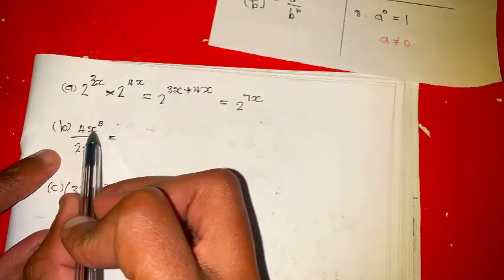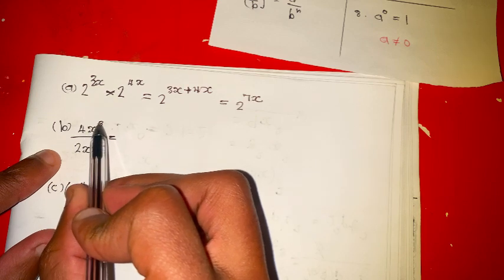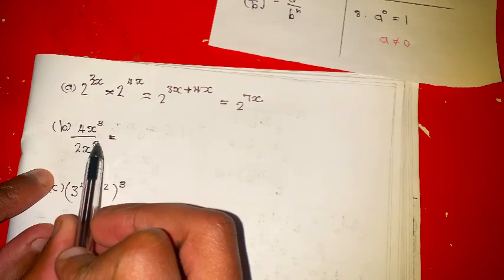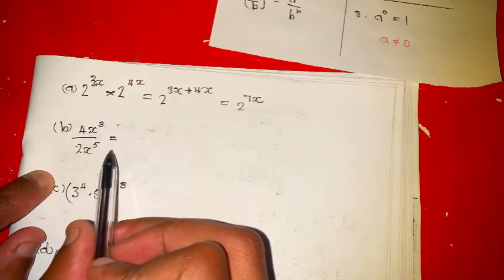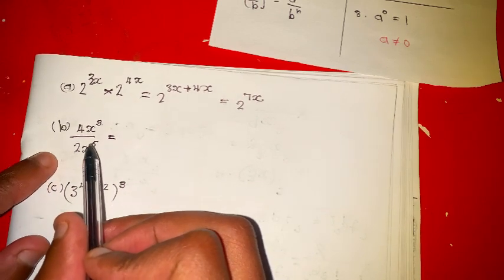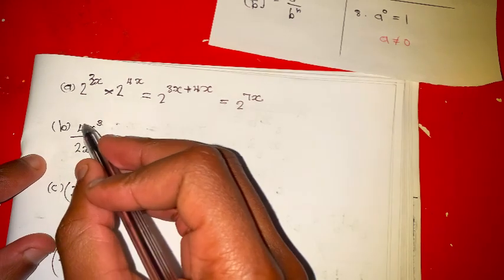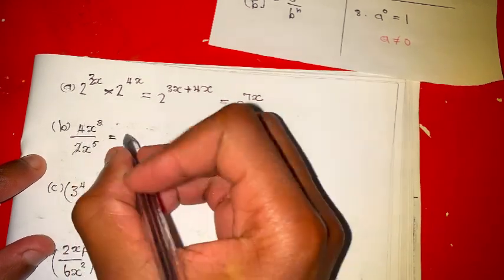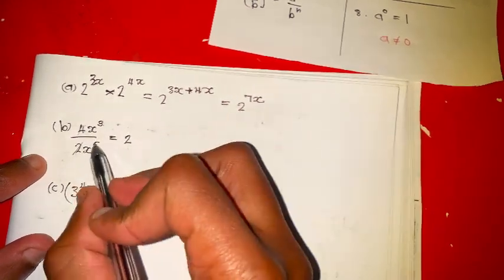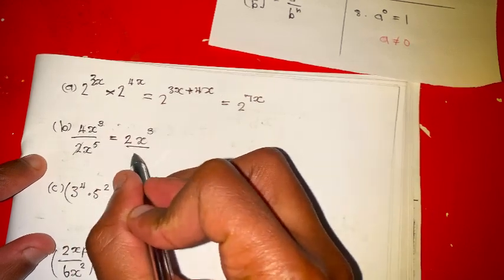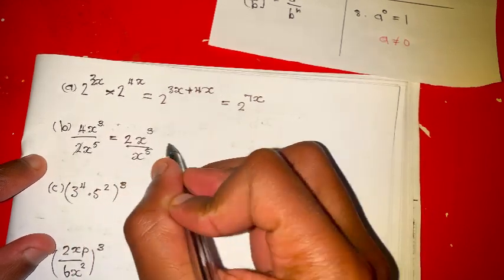We have 2x to the power of 3 over 2x to the power of 5. So we can see that 2 over 2 goes into 4 2 times. Then you'll be left with x to the power of 3 over x to the power of 5.